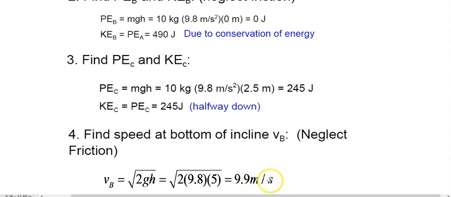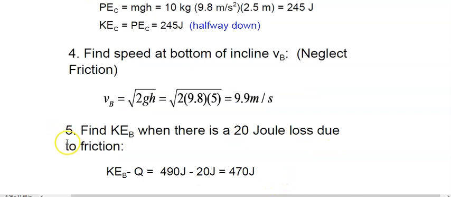Let's take a look at that. In question 5, let's say that there is a 20 joule loss of kinetic energy due to friction. The kinetic energy minus this Q, the 490 joules minus this arbitrary 20 joules, gives us 470 joules. If there is less KE than there was PE, that means you cannot achieve the same speed, nor can you have the same rate of acceleration. Let's take a look at that.